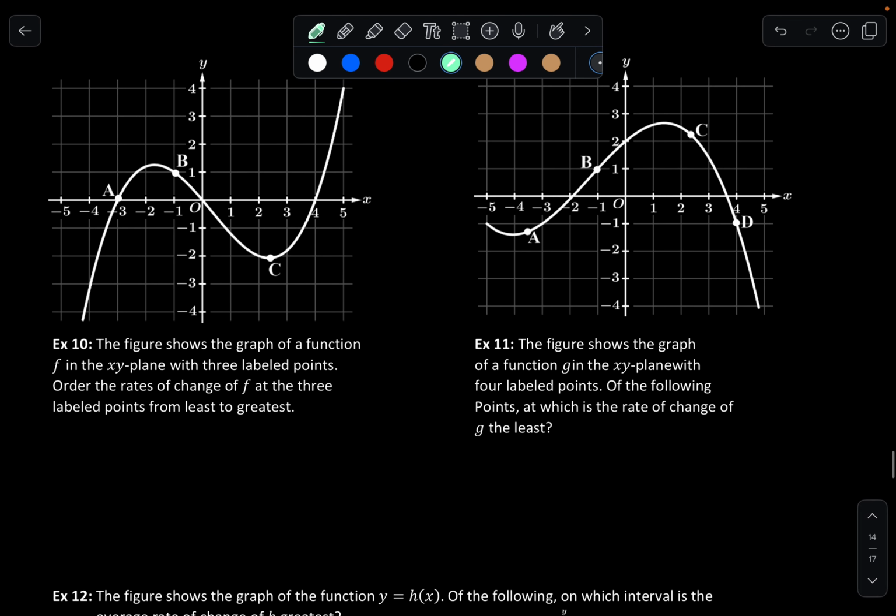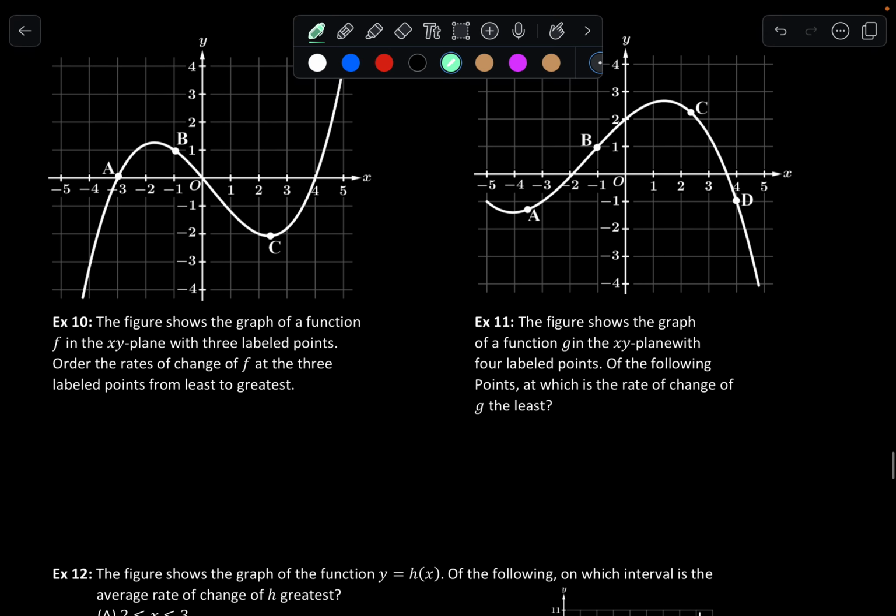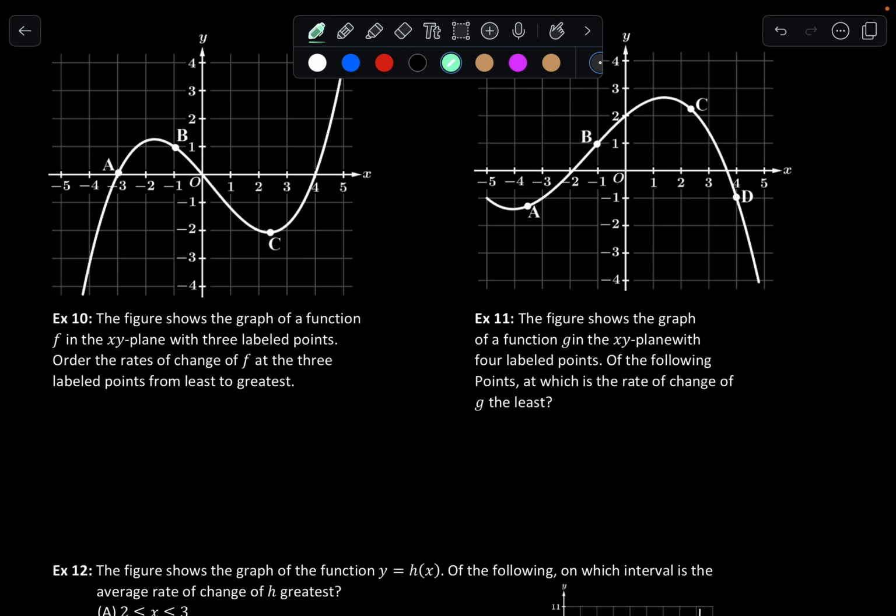Okay, so moving on to example 10. Example 10 says the figure shows the graph of a function f in the xy plane with 3 labeled points. Order the rates of change of f at the 3 labeled points from least to greatest. So least in this course is going to be most negative. The greatest is going to be most positive. So sometimes people might think of least as closest to 0, but in the context of this course, it will mean most negative.